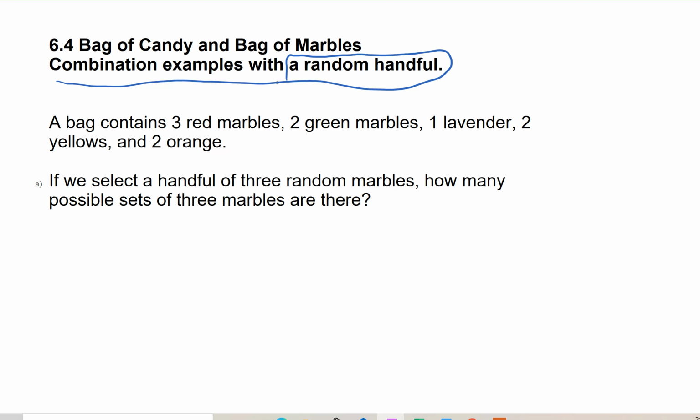So there is no order. The first, second, third marble are all selected at once. So there is no first, second, and third. There is no order. So whenever it's a handful of items, it's always a combination type because order cannot be determined because they're selected at once. And because they're selected at once, there's no way for me to select the same marble twice. These are all selected at the same time, or the same candy twice.